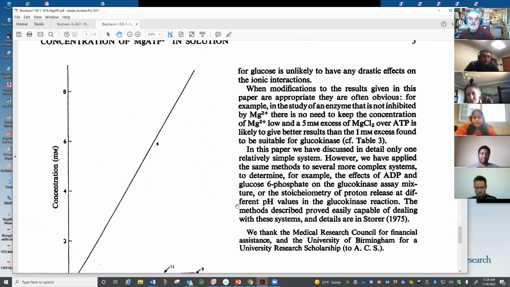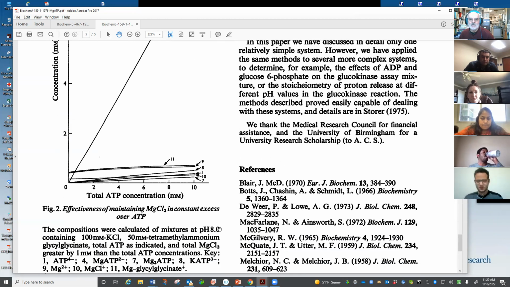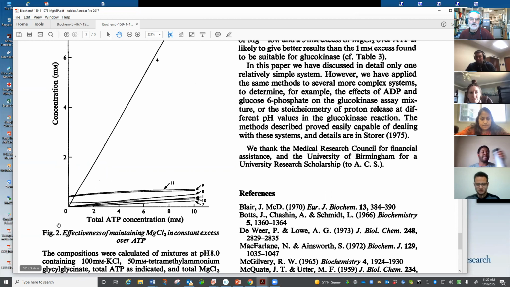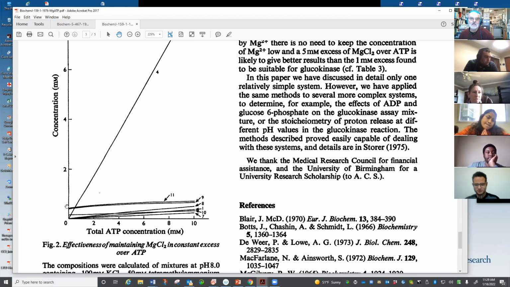Okay. Now, they plot here the effectiveness of maintaining a linear concentration of magnesium in constant excess over ATP. And they're simply showing that as they increase the ATP concentrations under pH 8 conditions, the amount of magnesium ATP grows in a linear fashion. So this is the various concentrations of all those species. And that's the thing they want to study. All right. Later in the course, we will make plots.